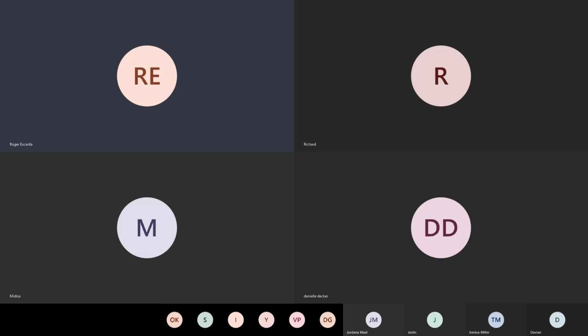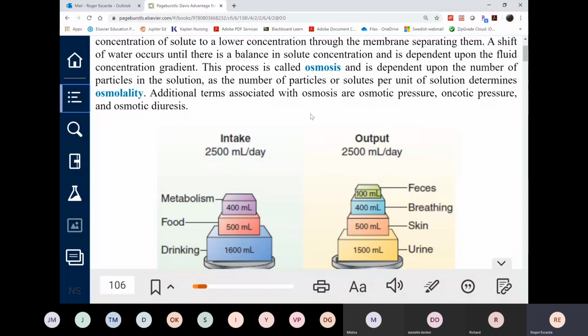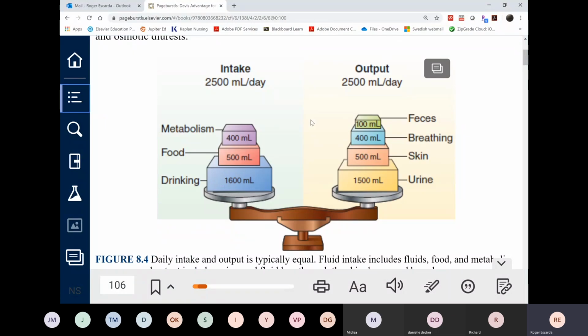So let's go back to the chapter. Figure 8-4 represents the normal fluid intake and output. That's how we get our fluid intake, averaging about 2,500 ml per day. That's not only through beverages, we also get fluid from food and from metabolism, meaning your body will change whatever you put inside your mouth into liquid.